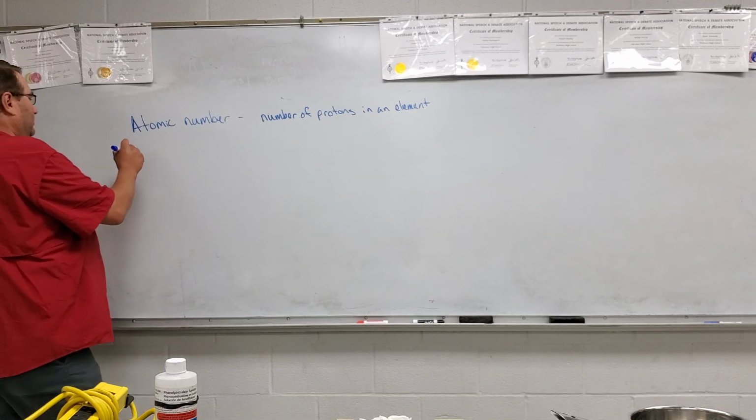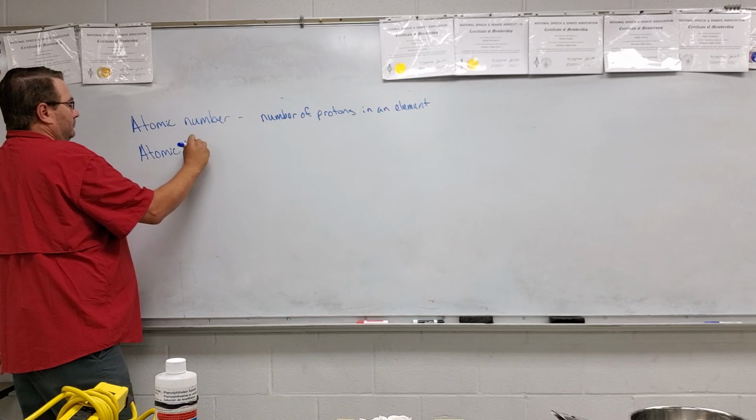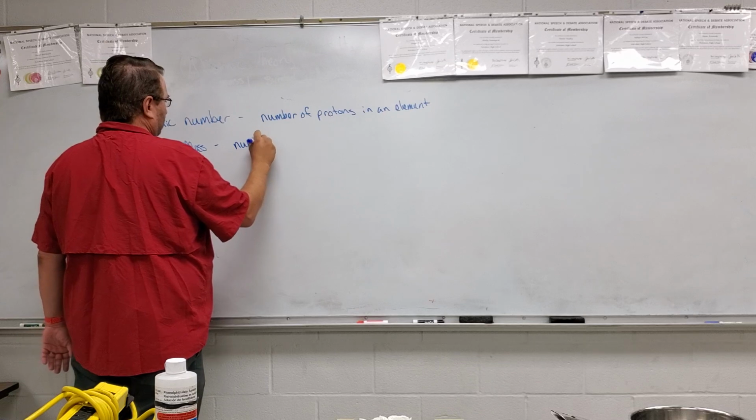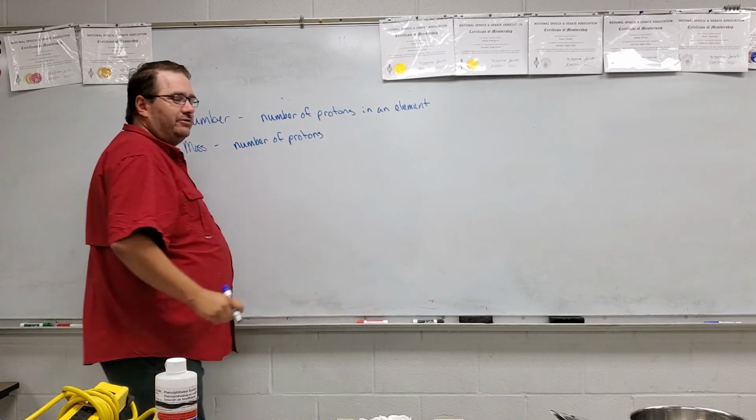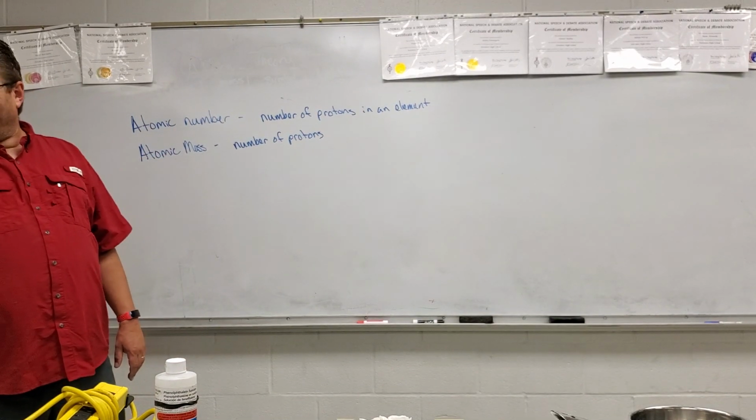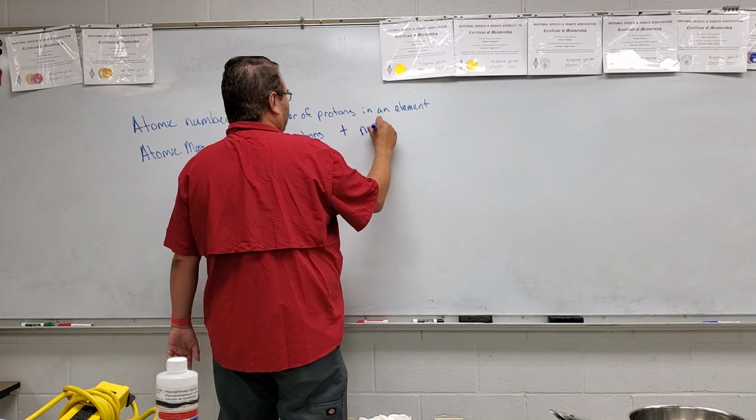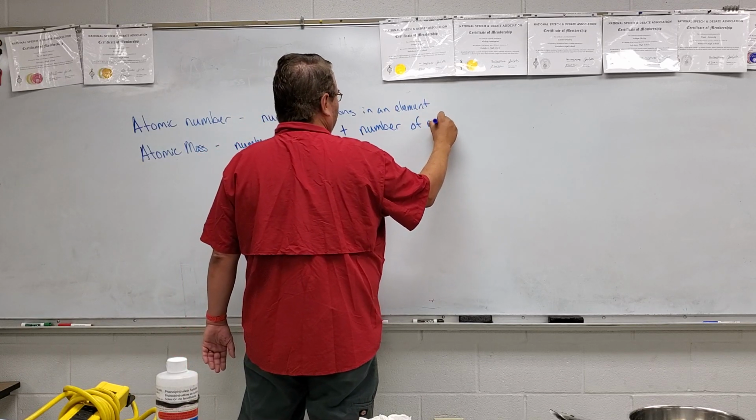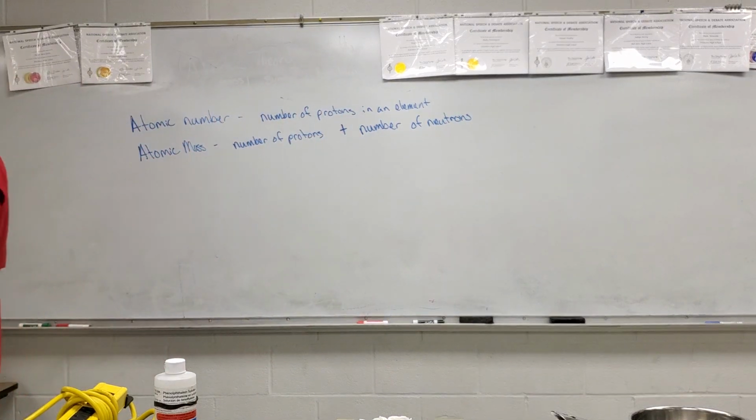Next is atomic mass. Isn't that where you add up all of the protons and electrons together? Why would electrons matter? They don't weigh anything. Number of protons and neutrons. Well, technically they do weigh something. As far as we're concerned, they don't. It's the number of protons plus the number of neutrons.